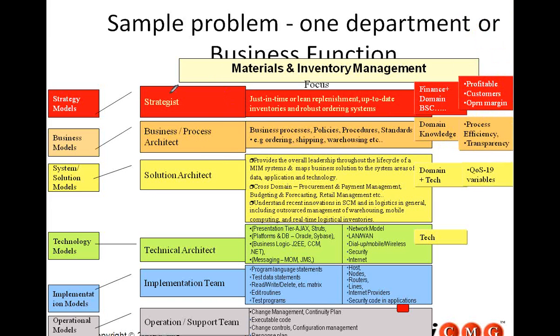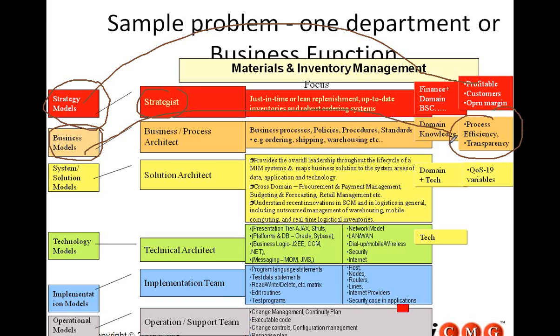Now, how do I measure that I have great strategy models? The way I'm going to measure it is that my department, my business, my organization is more profitable, enhancing customer market share and operation margins. Or how do I know I have great process business models? I need to ensure that my process efficiency and process transparency have increased from 30% to 90%. How do I ensure that my solution models are better? They take care of over 19 quality-of-service attributes: maintainability, reliability, modifiability. How do I measure modifiability? So these are the parameters they have to take care of.